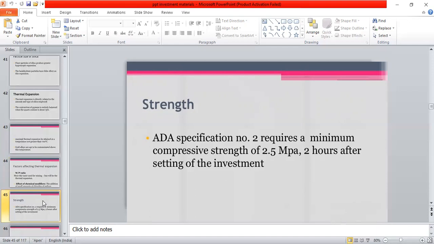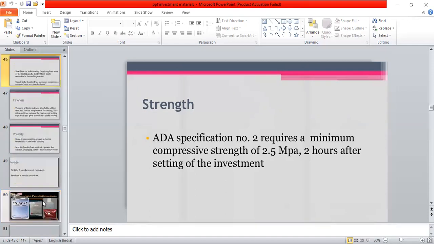As we discussed, there are certain properties of the gypsum bonded investment. We discussed the thermal behavior, next we discussed expansion, and third we will discuss strength, and how strength affects the gypsum bonded investment material. As we already know, the ADA specification number of the gypsum bonded investment material is 2. It requires a minimum compressive strength of 2.5 MPa 2 hours after the setting of the investment. Then the next property.